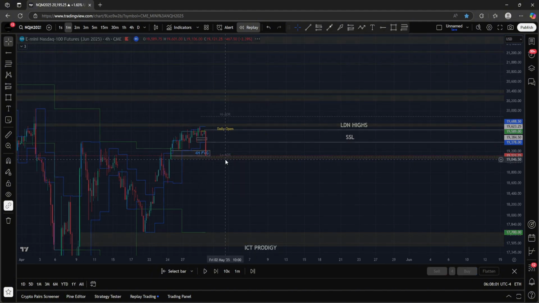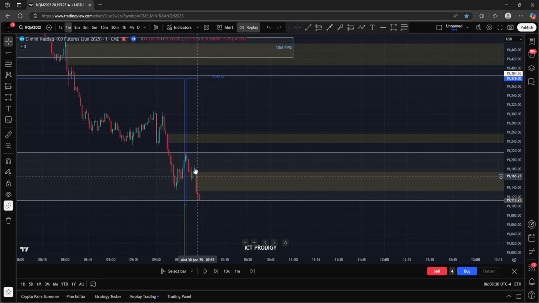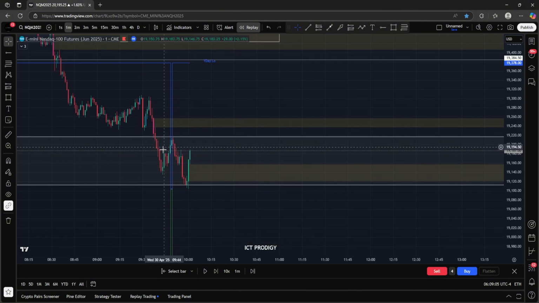So I was only interested in taking a long from here. A lot of you might be asking me, why would I not be interested in taking this trade right here? You can see this is a clear market structure shift and move higher, but we didn't enter at this position. The reason being is we had news at 10 a.m. So coming into the session, obviously we didn't take this trade because we were waiting for red folder news that was coming out at 10 a.m.